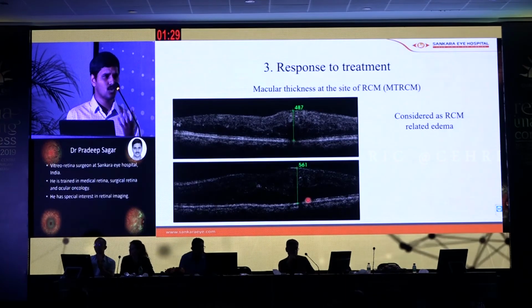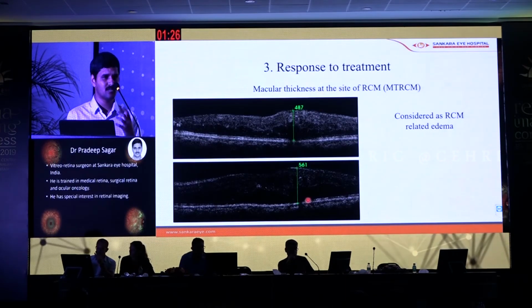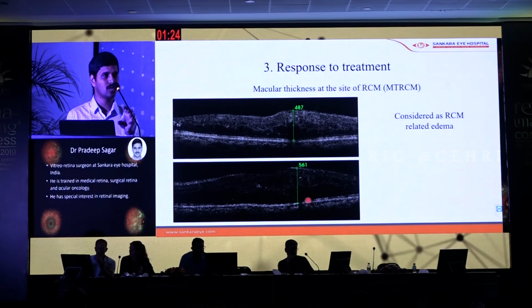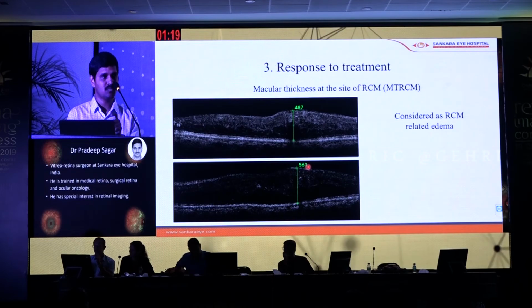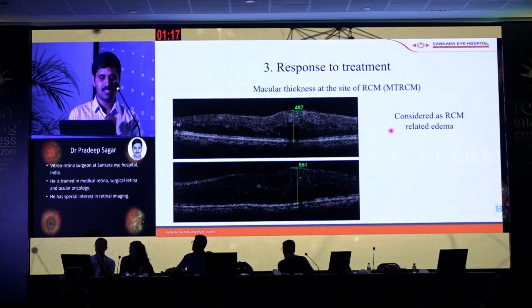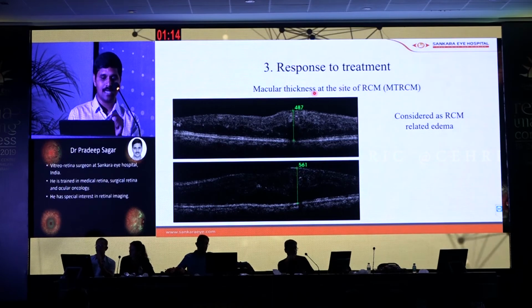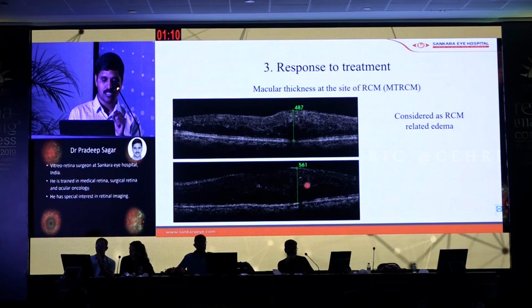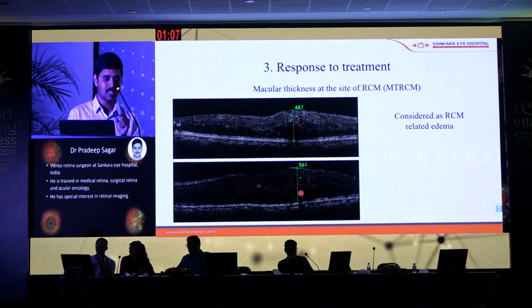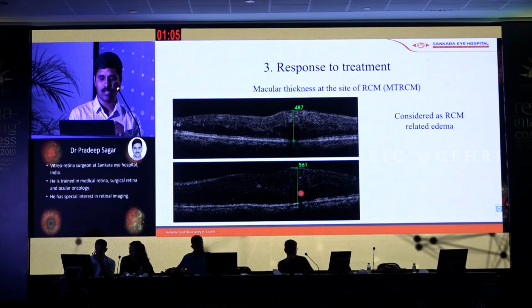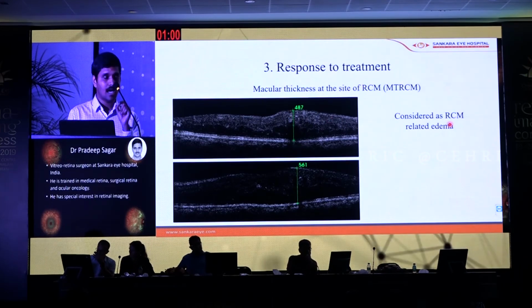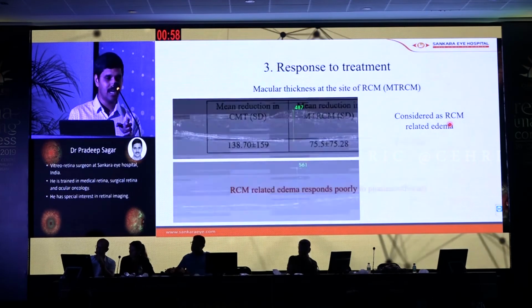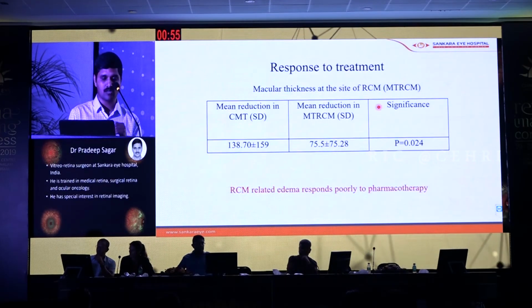So there are so many other biomarkers, so many other factors which are influencing the response to treatment. So one more thing we wanted to see was, is the CMT related to this particular aneurysm? So we considered one more parameter, the macular thickness at the site of RCM. So you can see that there are 2 aneurysms, and in this case there is one, and we measured the macular thickness adjacent to this retinal capillary macroaneurysm, and we considered this as a measure of the RCM related edema. Then we compared it with the reduction in central macular thickness.